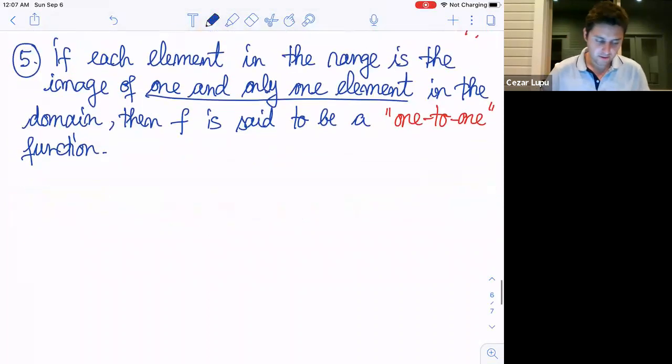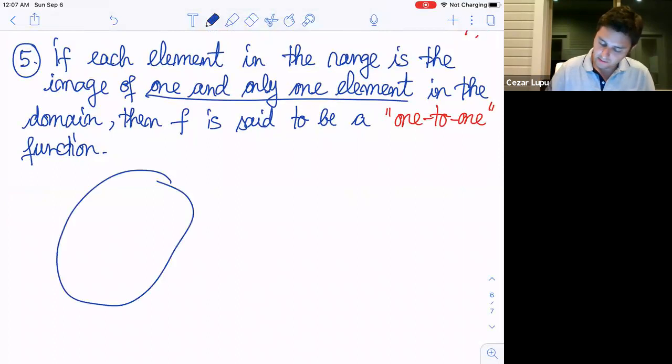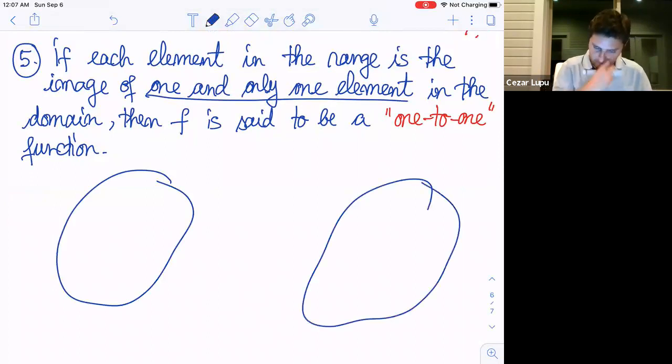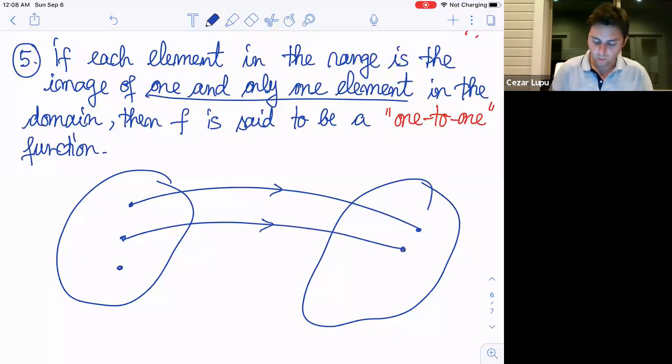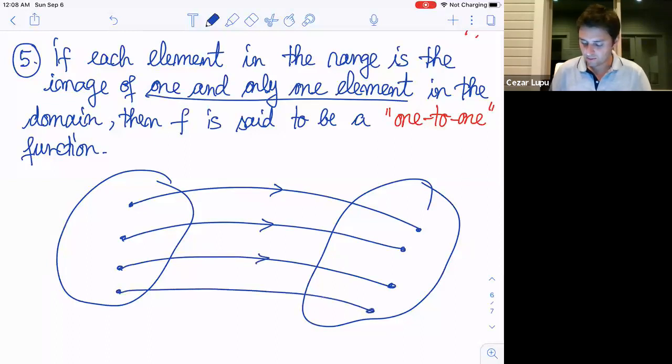Let me draw a picture here so that things will be clearer. Okay, so we have this here. This will go to an element here. Also here. So this is what we call one-to-one correspondence. And I think it's obvious why we call it like this. It's just one-to-one. As you can see, one from here maps into one here. There is no way you can map two elements into one. So that's why we say one-to-one correspondence, right?